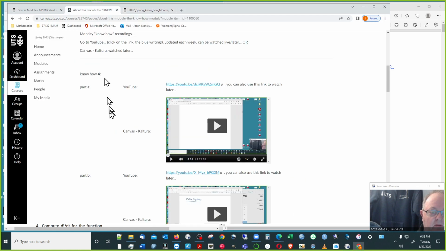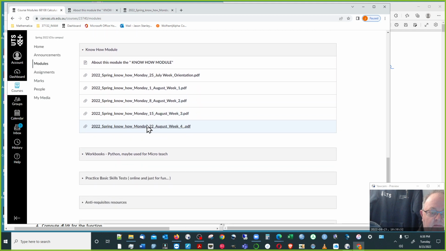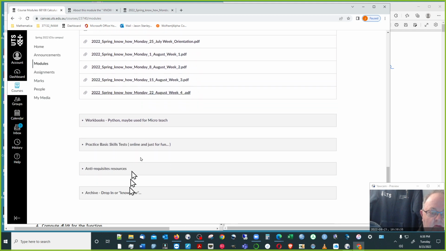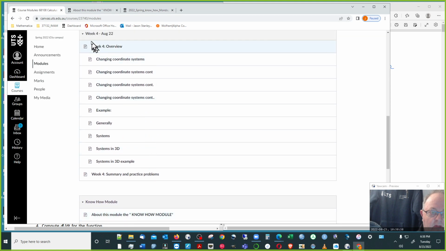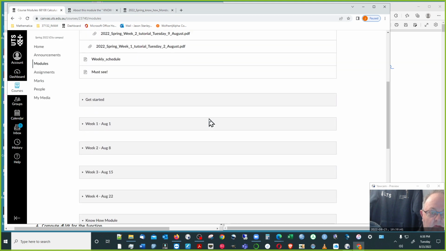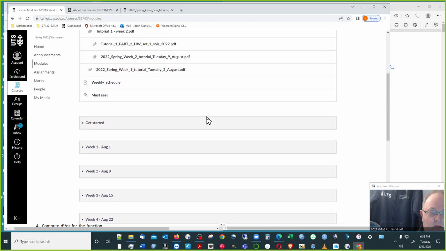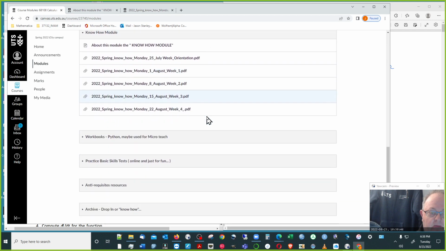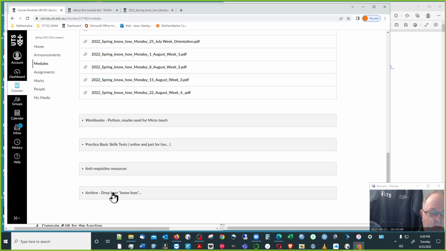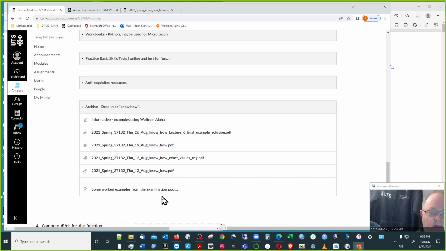in the modules, so that's all that stuff, so that's good. And then we've got some know-how. The two things to get from here are the informative examples from Wolfram Alpha. We'll just have a quick look at that, but also worked examples from the examination pool. Now that's not for us, well, it kind of is for tutes, I guess. So we'll have a quick look at both of those.